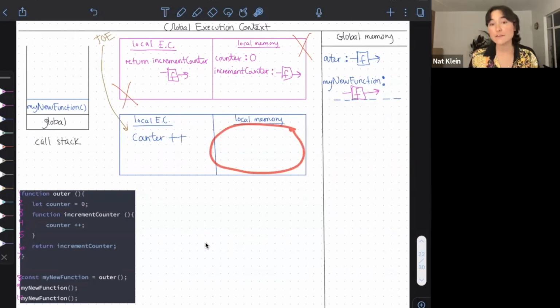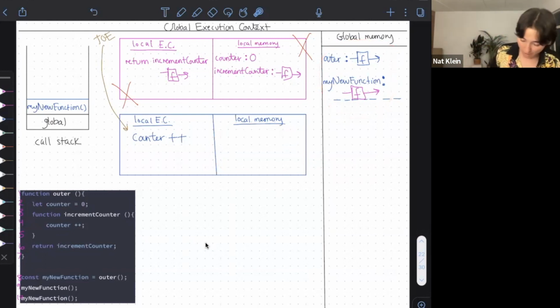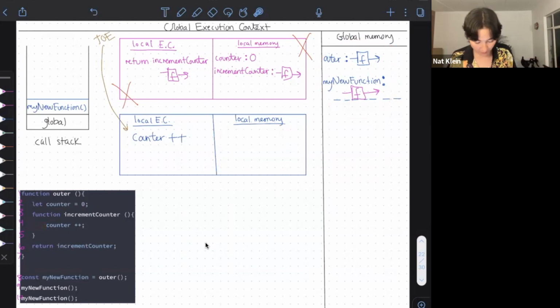So it's first going to look in the local memory of the execution context we're currently in. I don't see any counter. There's no counter there. And when it looks out to global, we also don't see a counter here. So what the heck do we do? What is going on here? Does this just not work? Do we hit line 4 and it just errors and goes, I can't find counter? Where the heck is it?